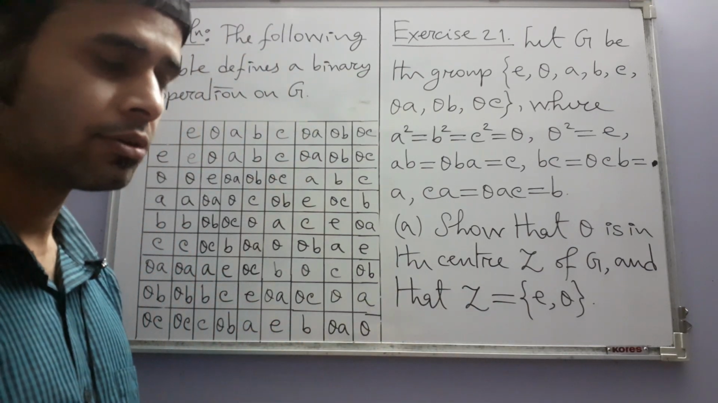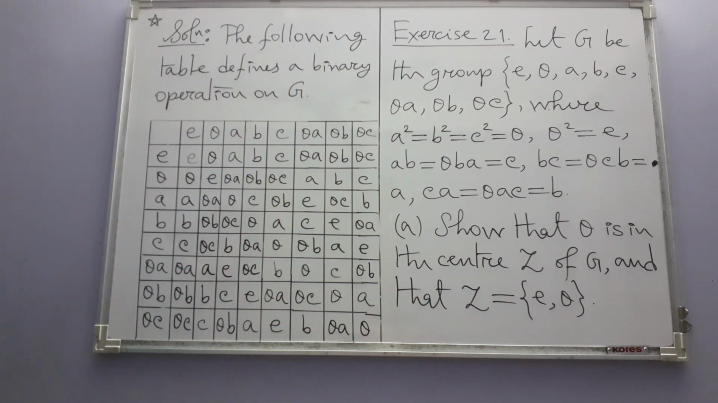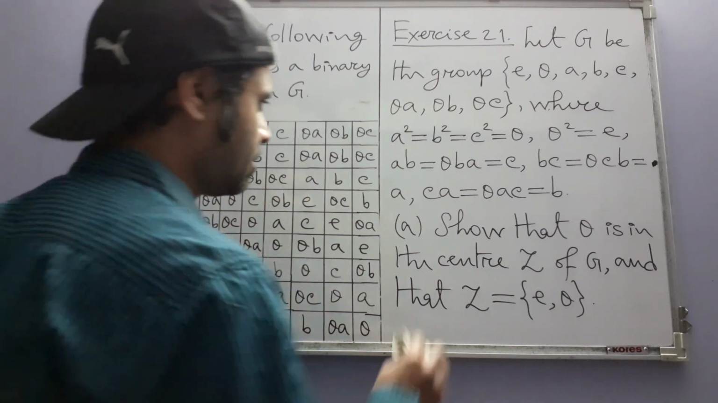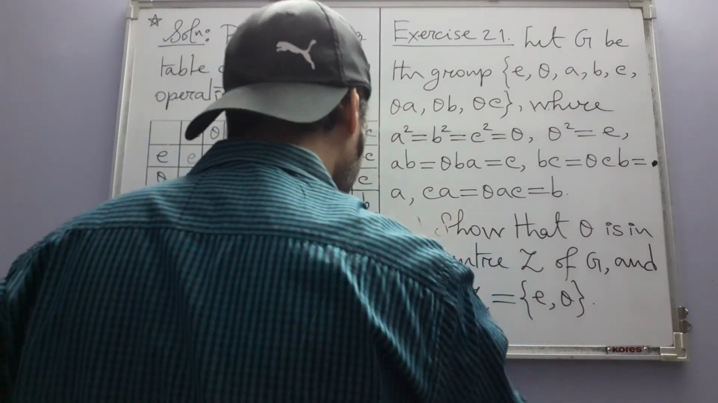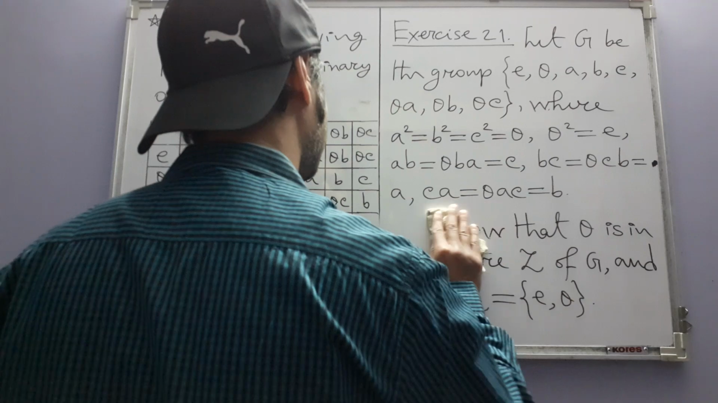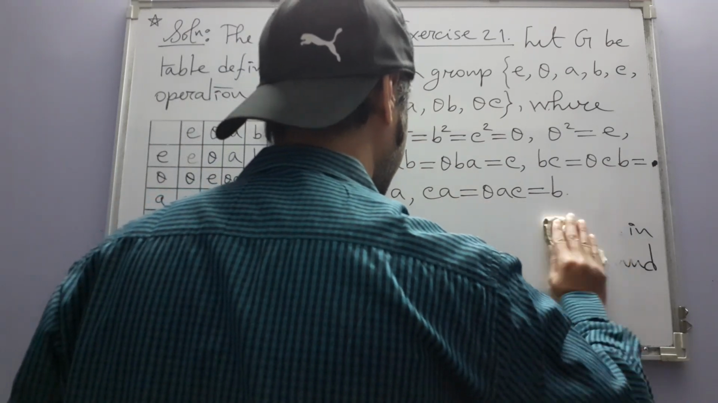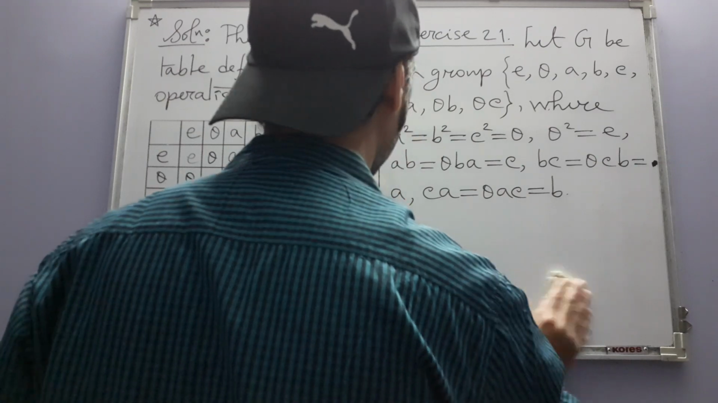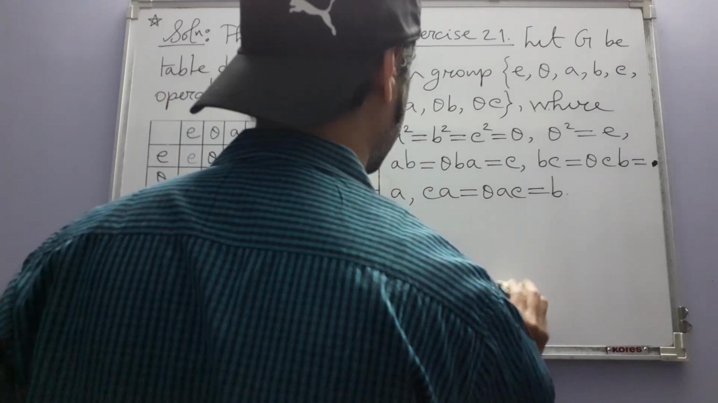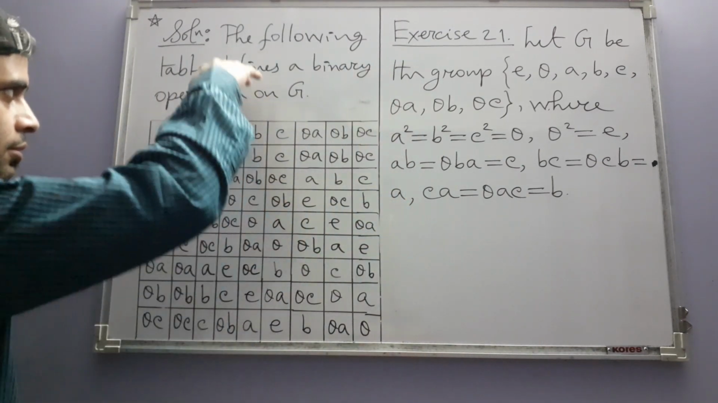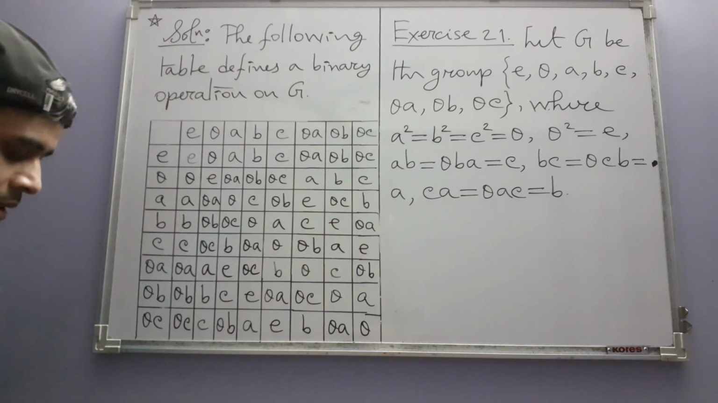So let us now write all these things. What I am going to do, I will keep the table of course, but I am going to keep the relations also, for now at least. So let me continue my solution from here next.